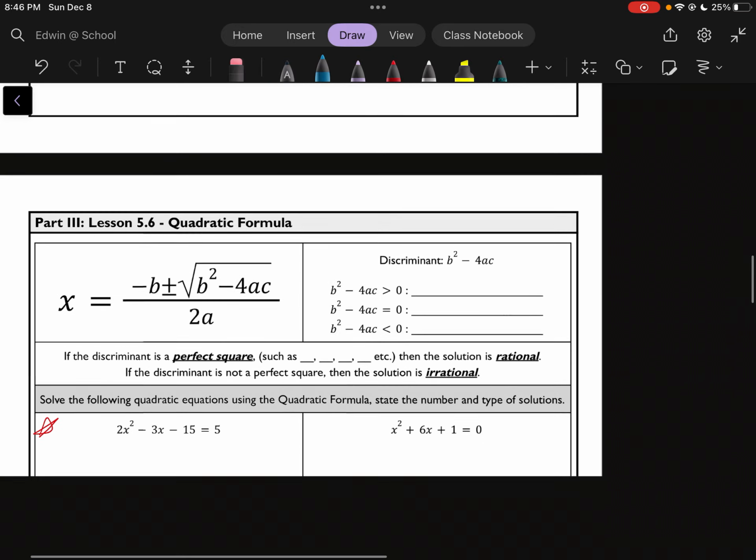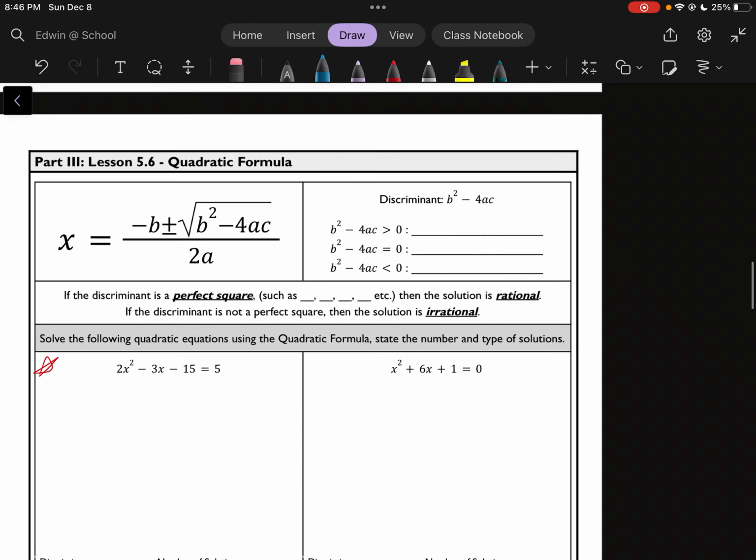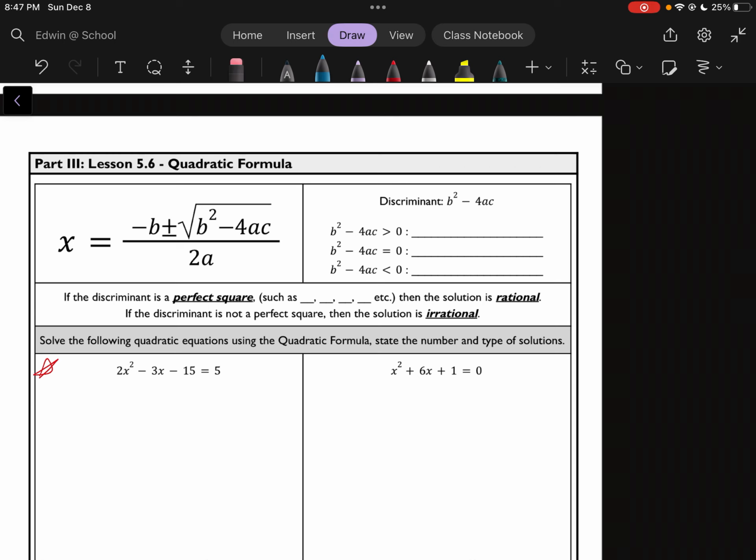So the reason that this is important is because sometimes we're going to need to simplify some radicals when we're solving with the quadratic formula. So I'm going to be expecting you guys to fill this thing out with me real quick.